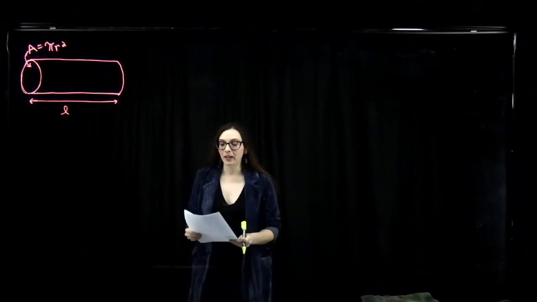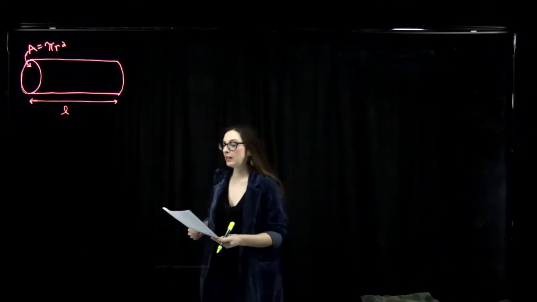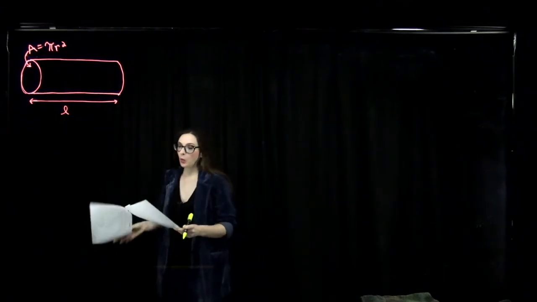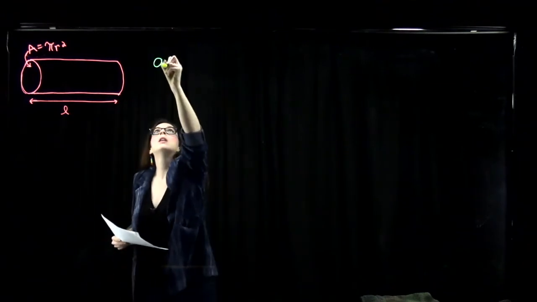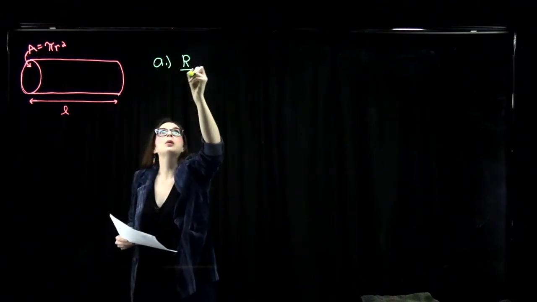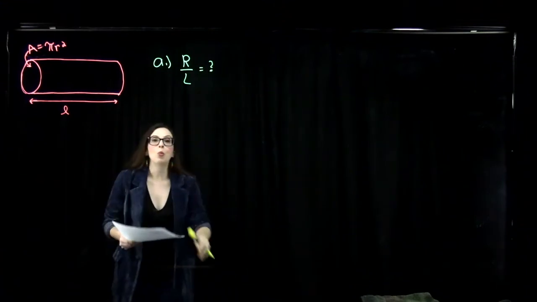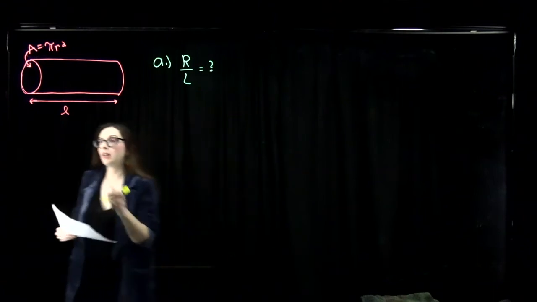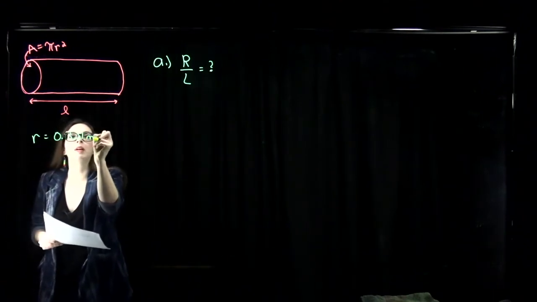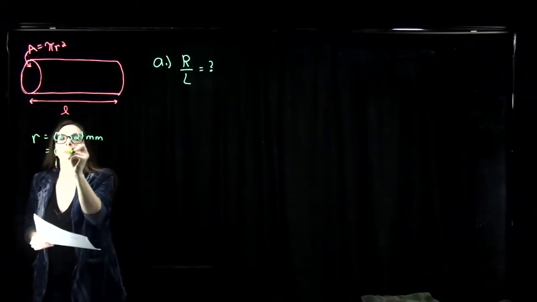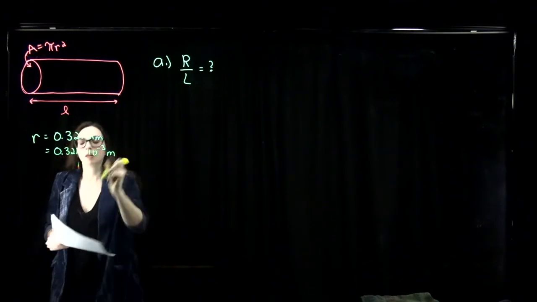Nichrome is a nickel chromium wire that's commonly used in heating elements. We are going to calculate the resistance per unit length of a nichrome wire with a radius of 0.321 millimeters. So 0.321 times 10 to the minus 3 meters.